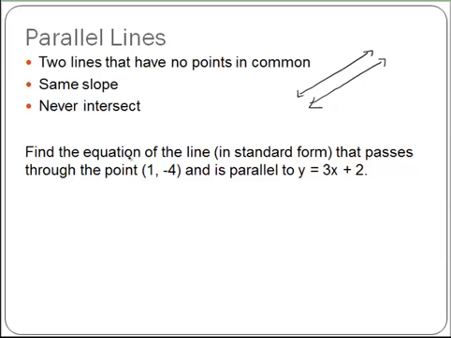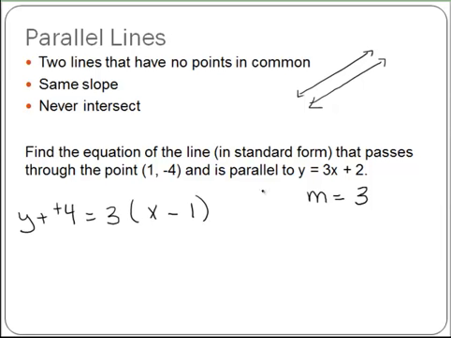So what if you are asked to find the equation of the line in standard form that passes through the point 1, -4 and is parallel to this line? Well, what slope does this line have? This line has slope 3. If they are parallel, then the line that I want that goes through this point also has slope 3. So I use my point slope formula. Y minus y1 equals m times x minus x1.